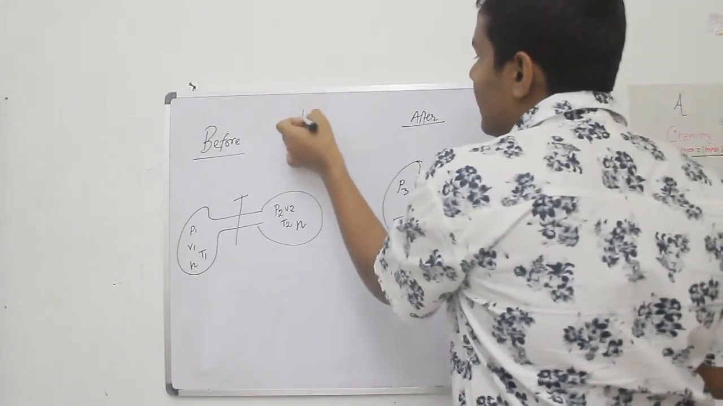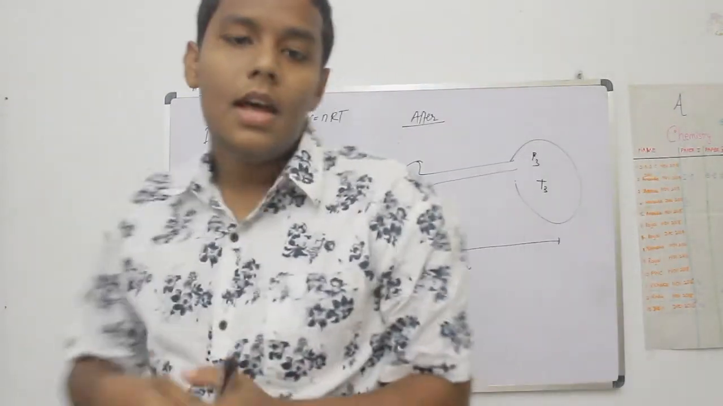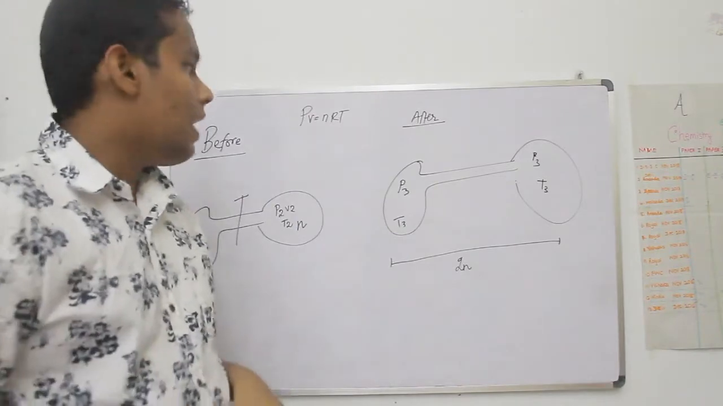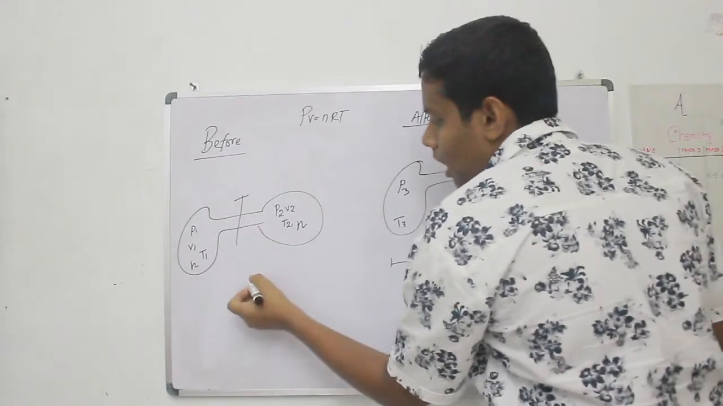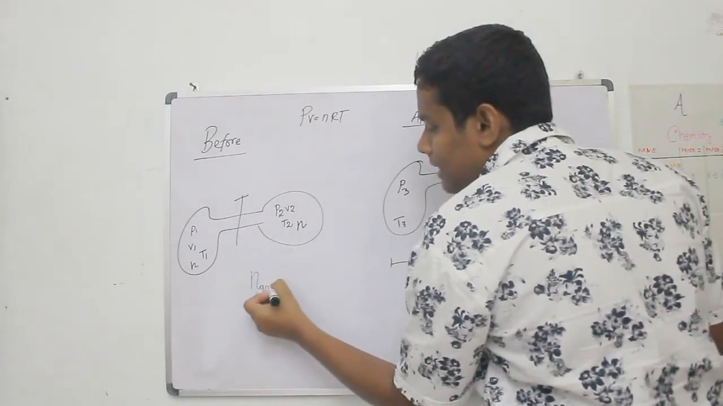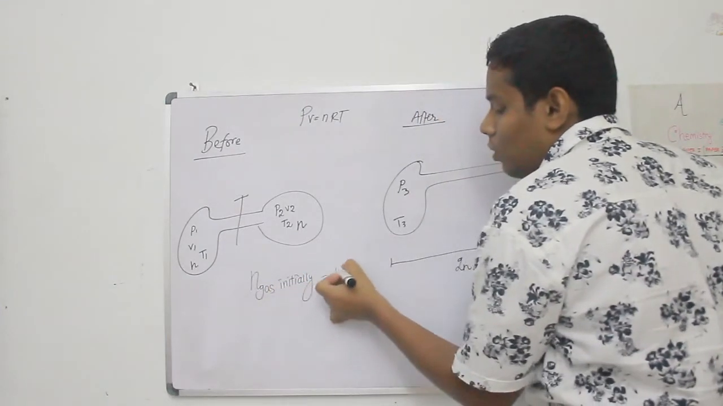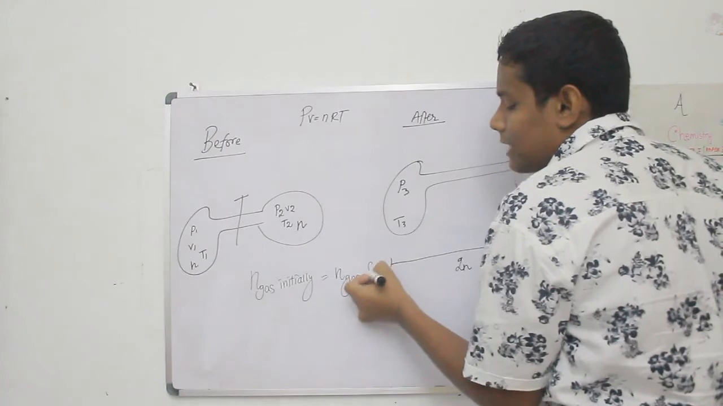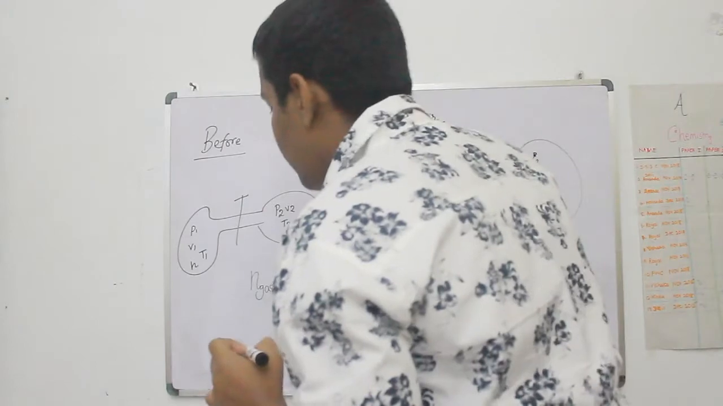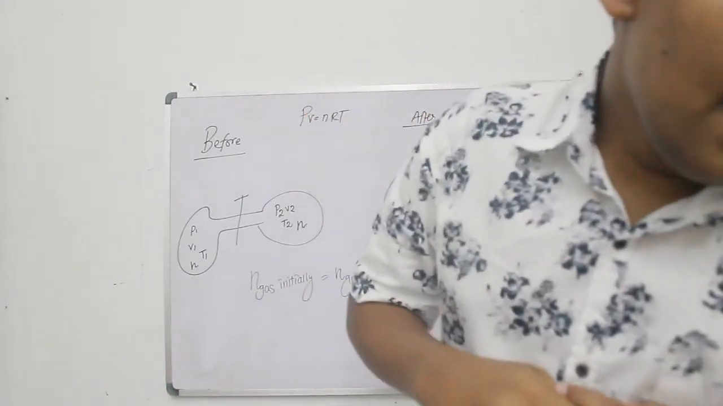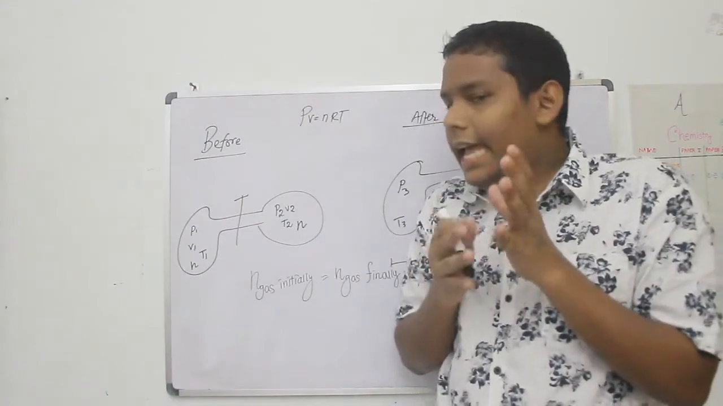So the ideal gas equation PV equal to nRT is completely applicable here. So the number of moles of gas initially equals the number of moles of gas finally. Okay. Initial number of moles. As you can see, none of the answers given talks about N.